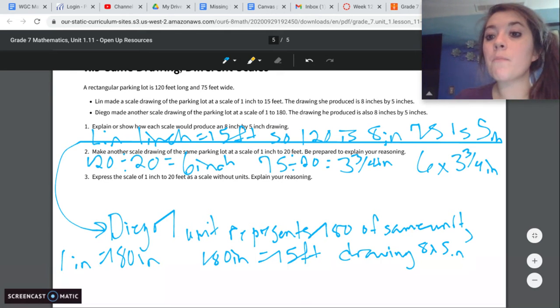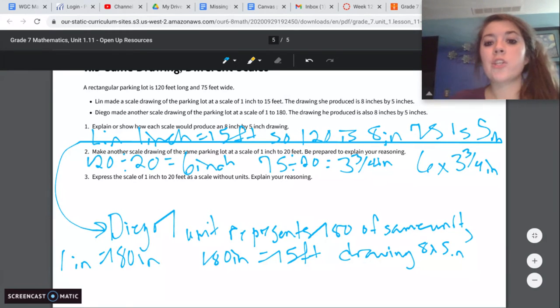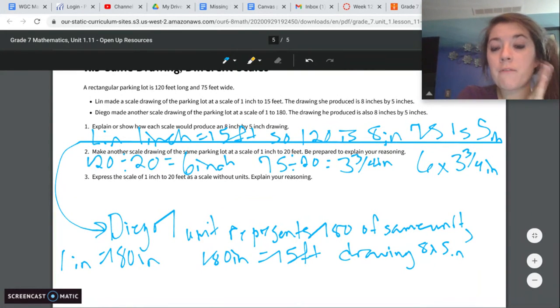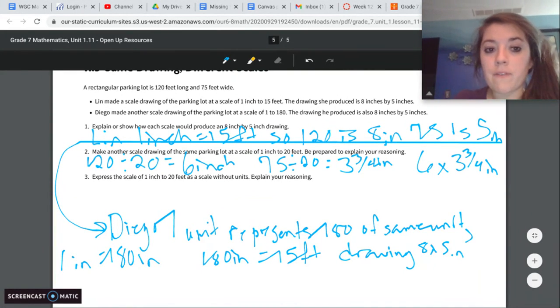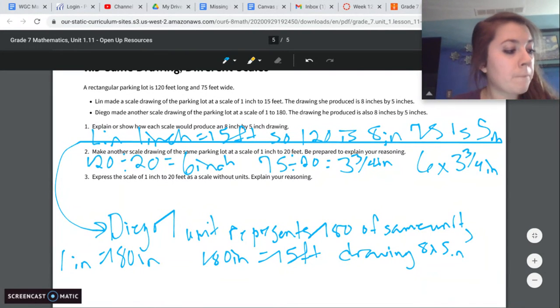This is smaller than the original one that Lynn made because the number in our scale is more. So we're covering more feet with every 1 inch that we have in our scale drawing. So when comparing scales, it's very important to understand that the 15 feet is coming from the original. So every 15 feet is going to represent the 1 inch. So these are about dividing when we're looking at these kinds of scales. Scales is your key word for this lesson.